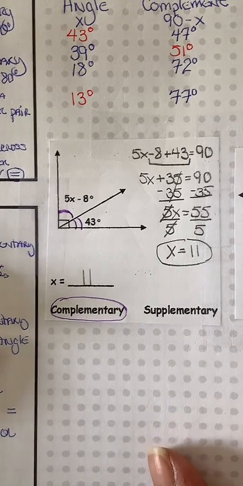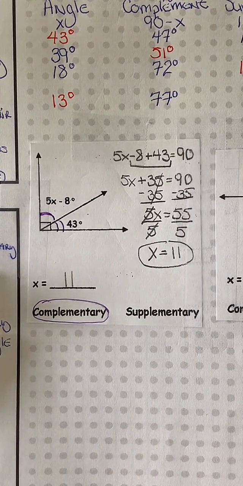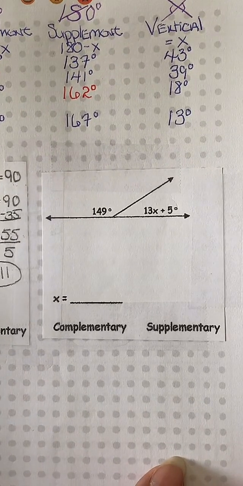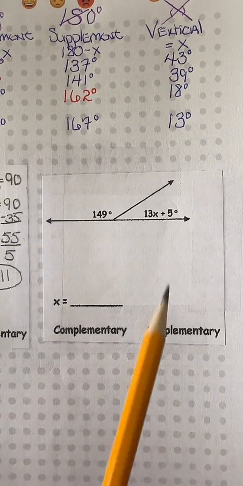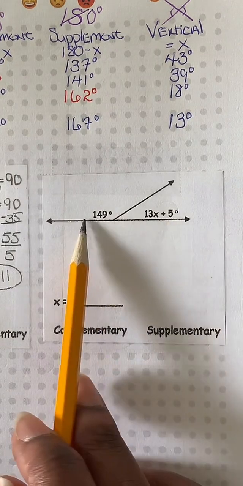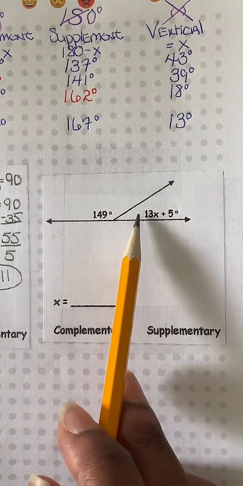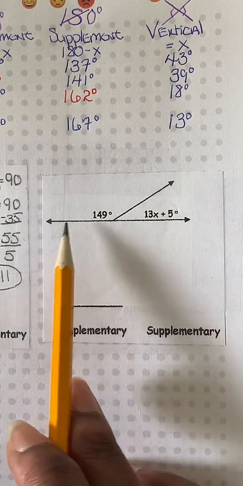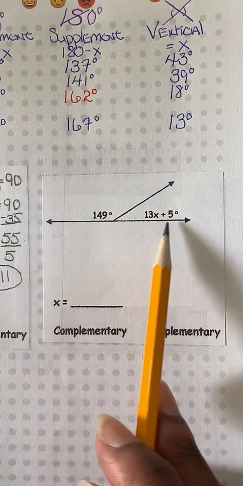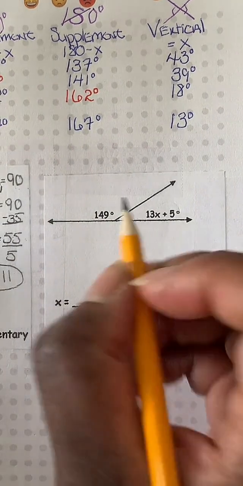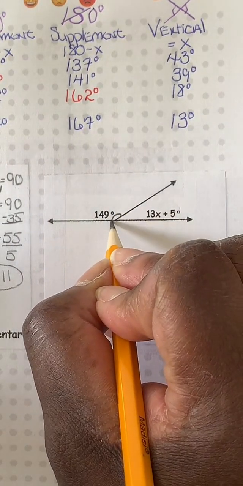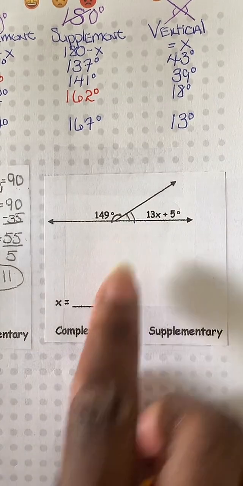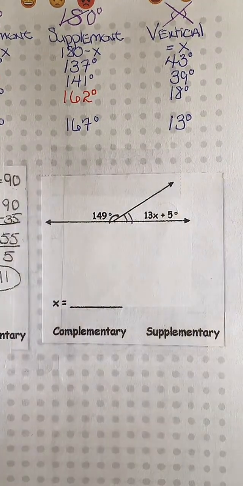Now, let me shift it over. So now we have what's called a linear pair. We have two angles adjacent, or next to each other, that form a straight line. So that means this angle plus this angle will equal what?